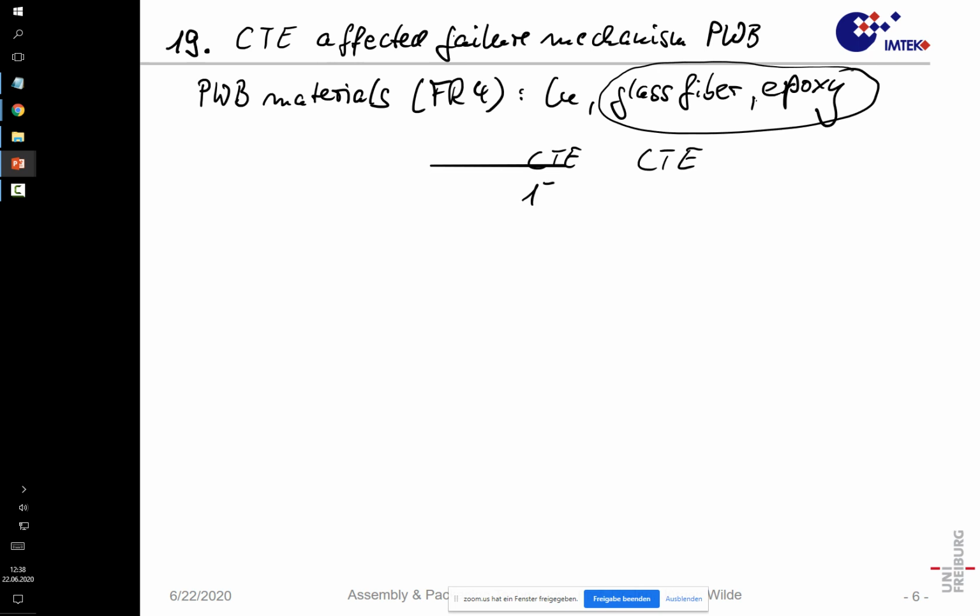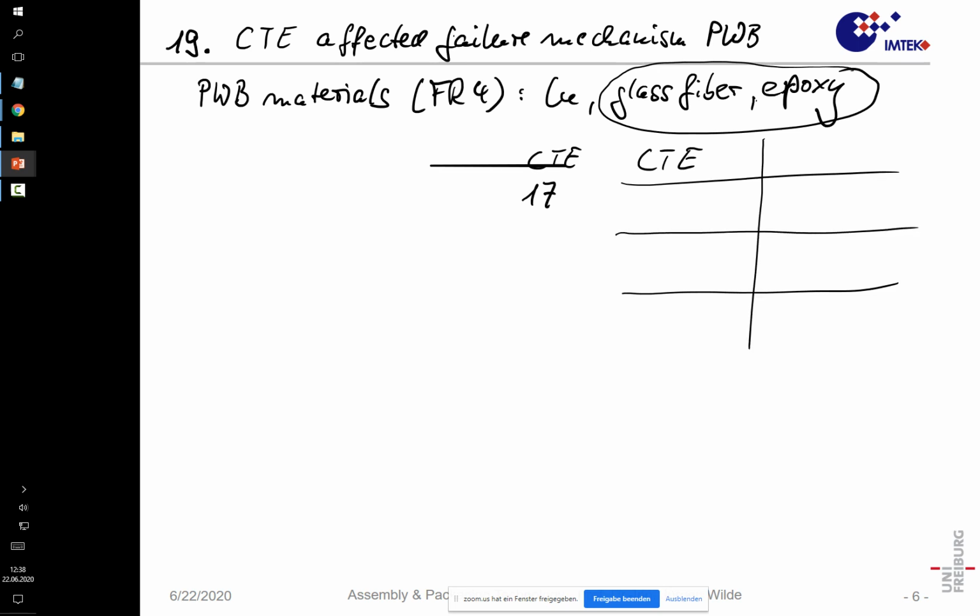Yes. Okay, that's fine. Okay, 17 ppm per Kelvin or 10 to the power of -6, I agree. For this material, we have 4 CTE values, roughly. Can you give me an idea why we could have 4 CTE values?